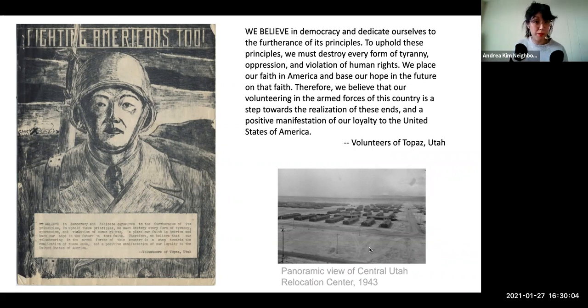So who's protecting who? When we look at the description underneath that's been expanded, it says, "We believe in democracy and dedicate ourselves to the furtherance of its principles. To uphold these principles, we must destroy every form of tyranny, oppression, and violation of human rights. We place our faith in America and base our hope in the future on that faith. Therefore, we believe that our volunteering in the armed forces of this country is a step towards the realization of these ends and a positive manifestation of our loyalty to the United States of America." Written by volunteers from Topaz, Utah, where one camp was located.